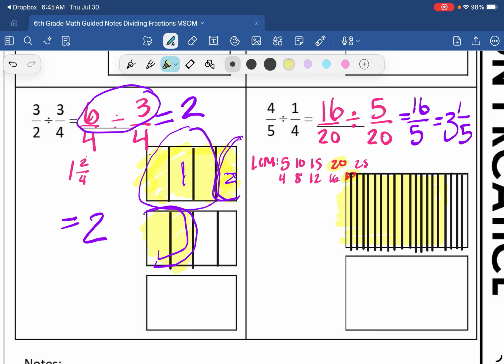So let's circle. Here's one group of 5/20, 1, 2, 3, 4, 5. There's another group of 5/20. There's another group of 5/20. And my last one is I have 1/5 left over right there. So I have 3 groups and then 1/5. You can see that the models can get a little bit messy when I'm dealing with bigger denominators. So it's always good to know the algorithm, but just have an understanding of where it comes from with the model.